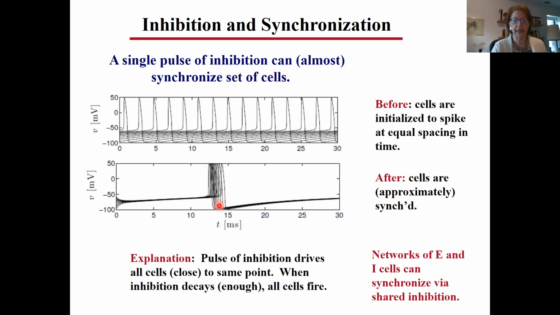So what's happening is this pulse of inhibition is driving all of these cells close to a critical point, an unstable critical point of the equations. And so when the inhibition is taken away, they all fire more or less together. This is going to be important because I'm going to be talking about networks of excitatory and inhibitory cells, and they can synchronize if the inhibition is shared.